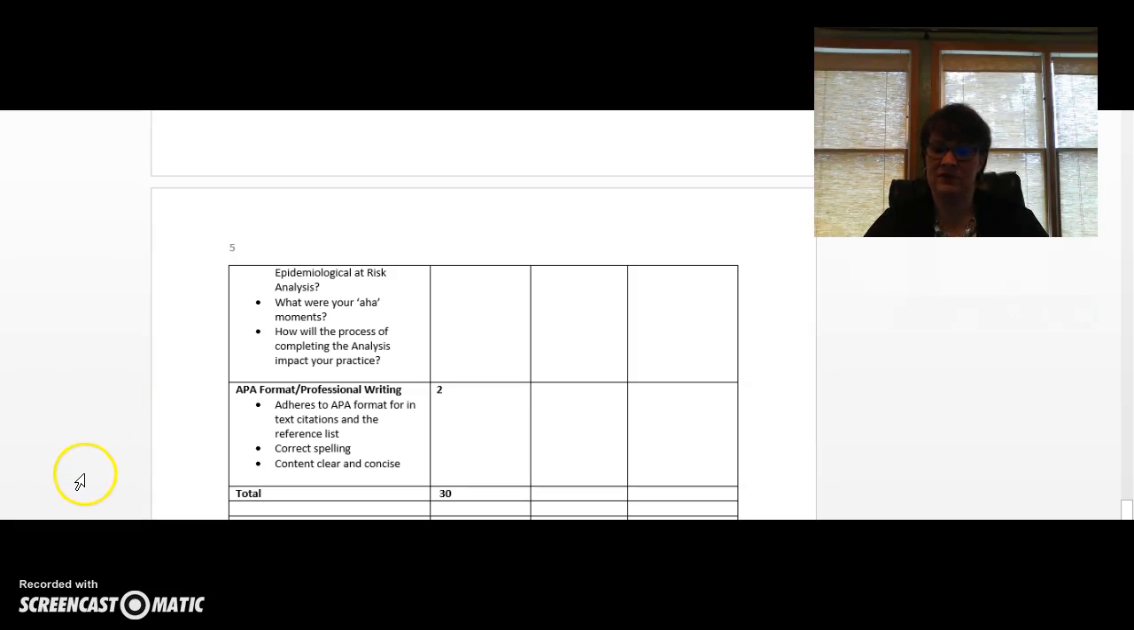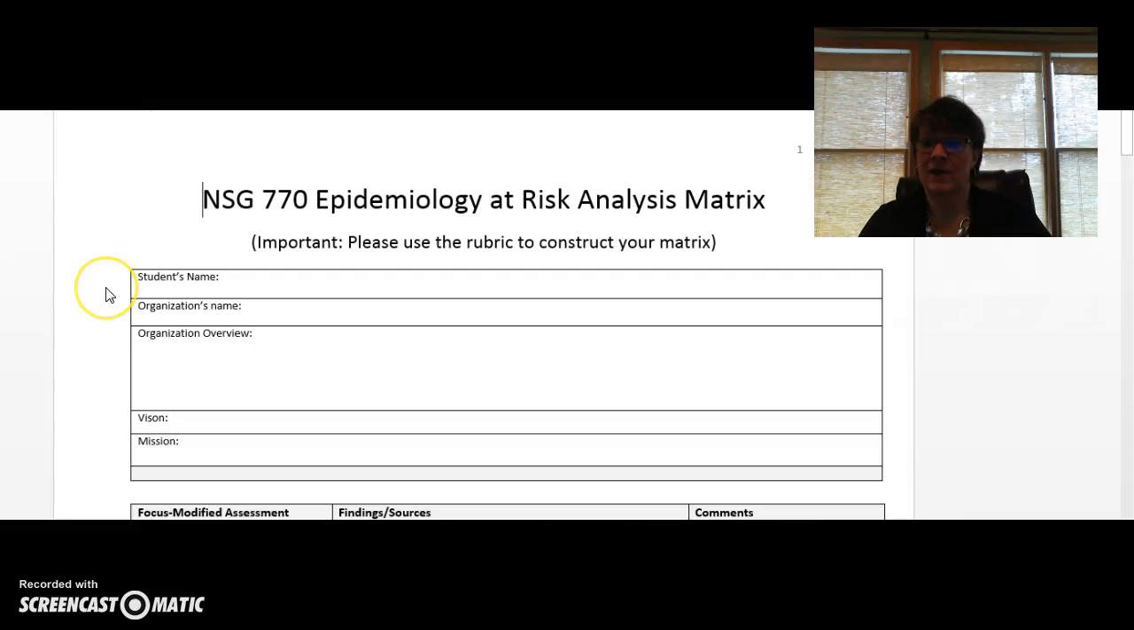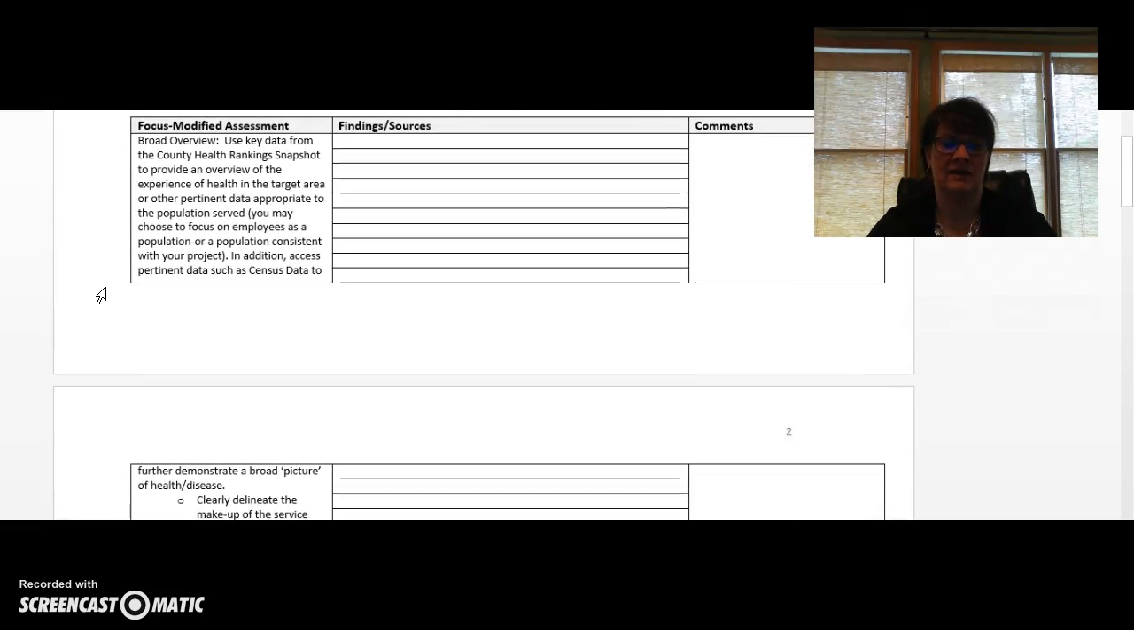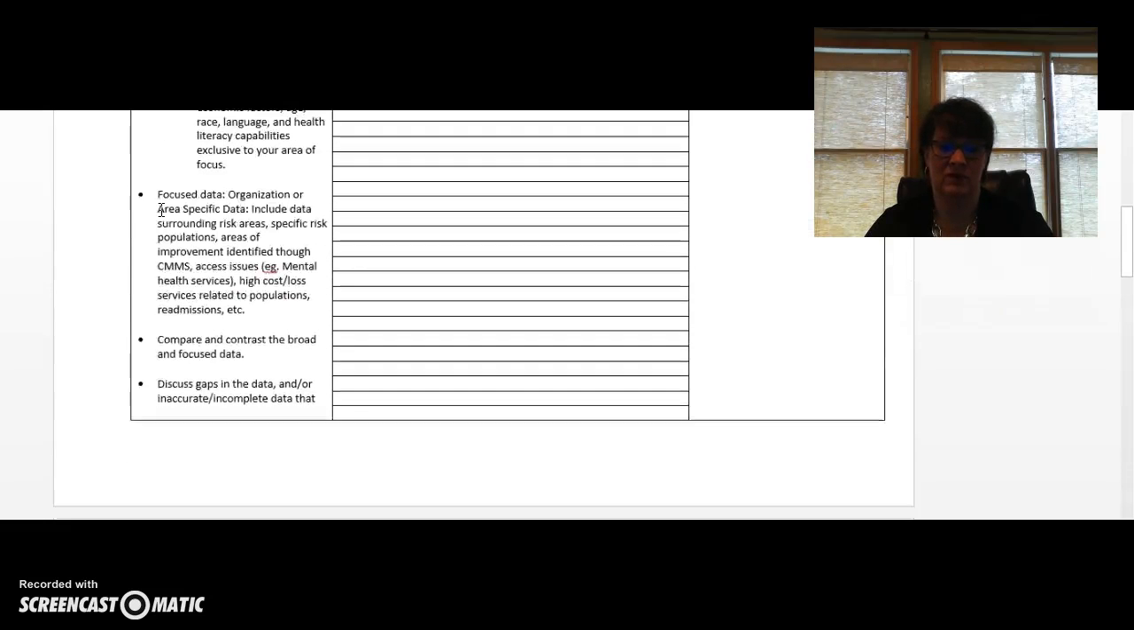I'm going to show you the matrix very quickly now. As far as the matrix, you always want to frame what you're doing based on the organization or your area of focus. So this is the beginning, just to frame as you're moving forward with your analysis. And if you notice, the content on the matrix is exactly the same as what is on the rubric, and that is for your success, so that you touch on those key components as you're going through finding the data and the information that you need to move forward with the process.